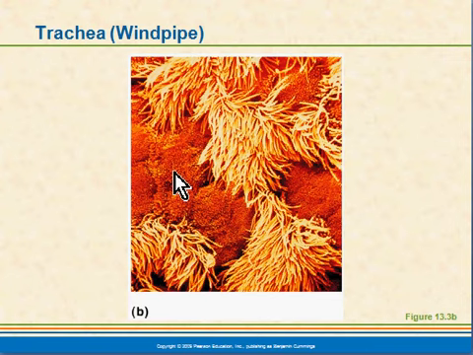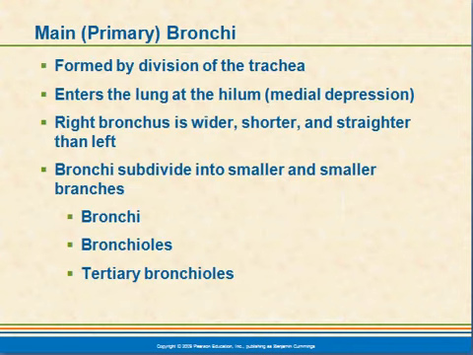Now, the trachea branches into a left and a right branch, which are our primary bronchi. These are the divisions of the trachea. The right one is a little wider, a little shorter and straighter, so if something goes into the lungs, it's more likely to go into the right lung.